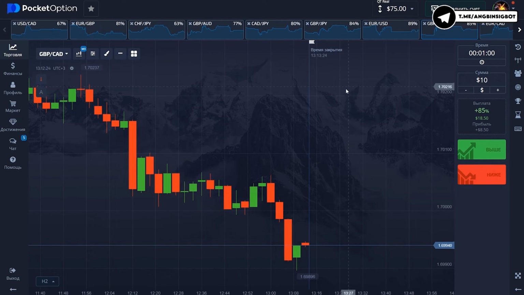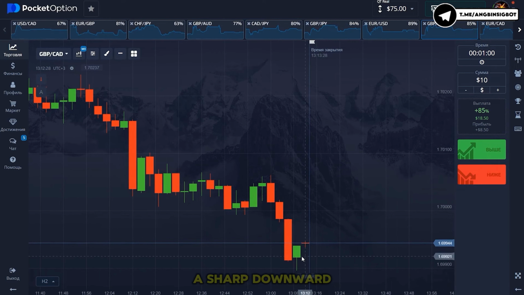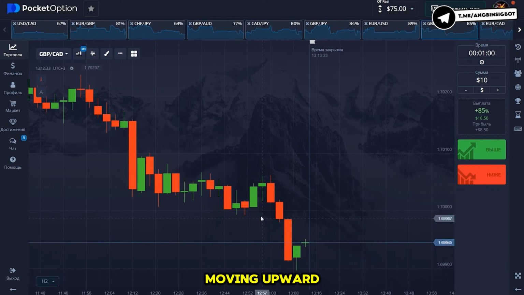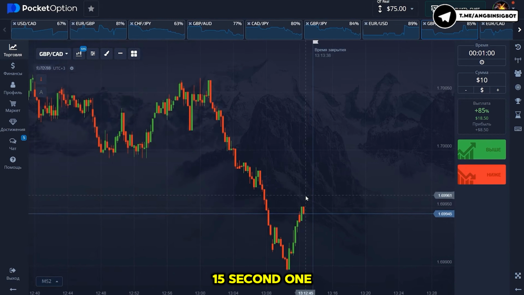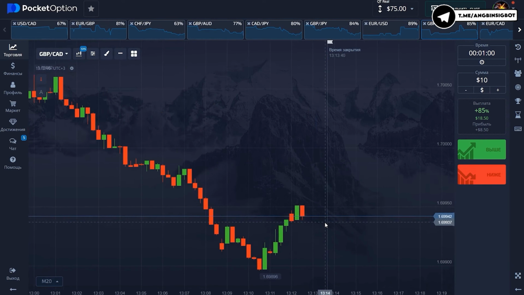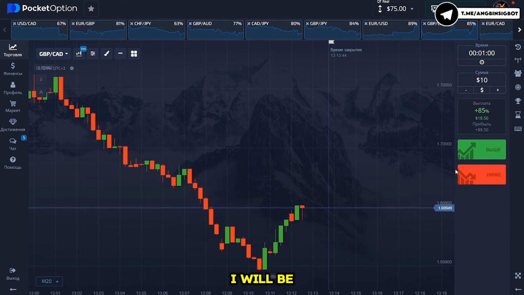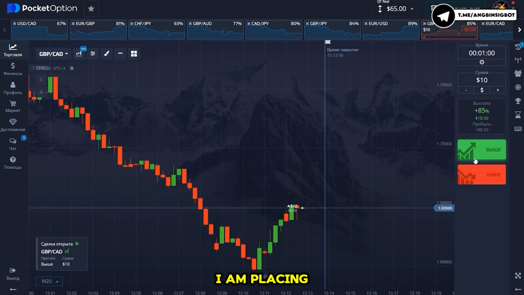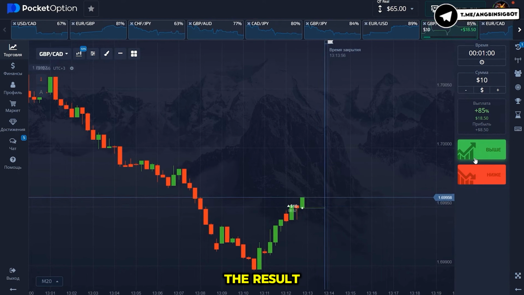And by the way, we have a good situation on the GBP CAD currency pair. That is, after a sharp downward impulse, the price has reversed and is moving upward. Therefore, I switch to a smaller time frame, for example, a 15-second one. And just after a small pullback in the price downwards, I will be waiting for the price to soar upwards. So right now, I am placing $10 on an increase, and we will wait for 1 minute to see the result.